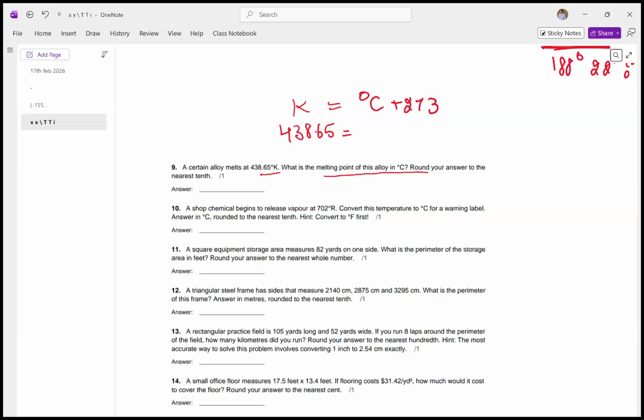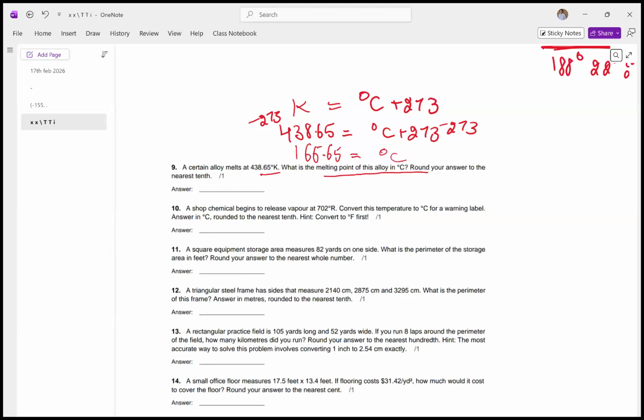438.65 is equal to degree centigrade plus 273. Subtract 273 on both sides, and that will give you the final answer: 165.65, which is equal to degrees Celsius.